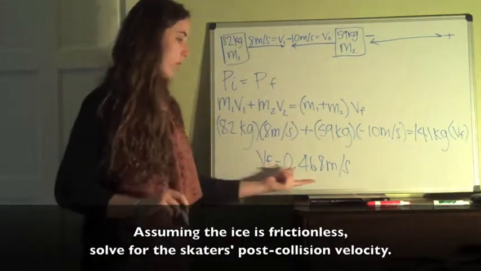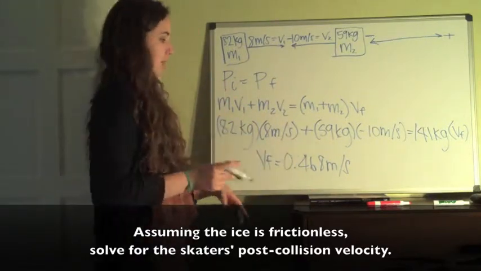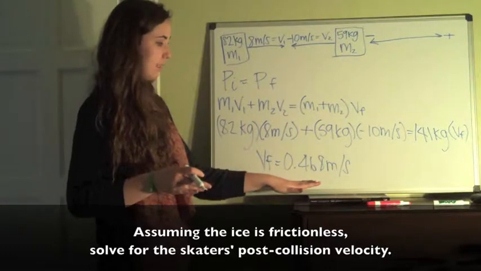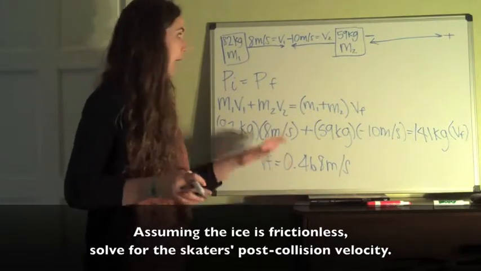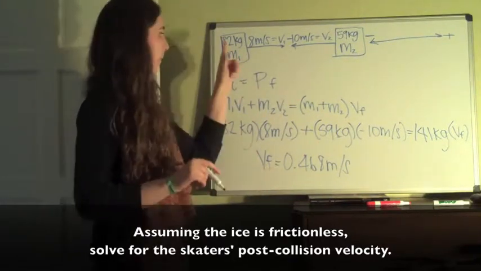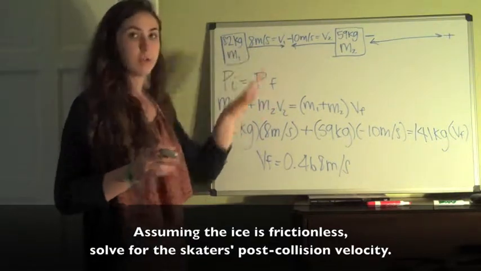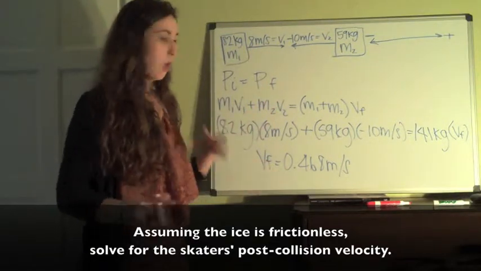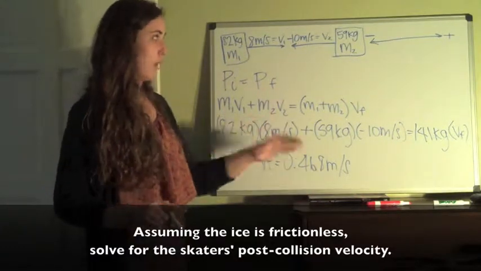We can see that this value is positive, which means that together they're moving in the positive direction. Since this is obviously not a very high value, their initial momentums were pretty similar, but our man's initial momentum was a little bit higher, and that's why they continue in the positive direction after colliding.